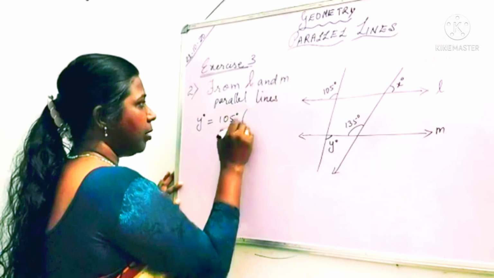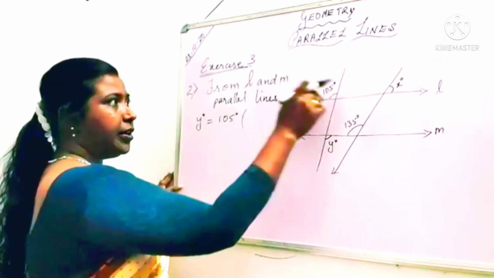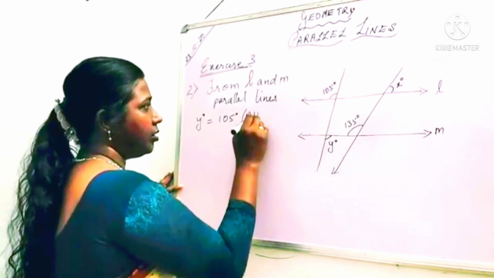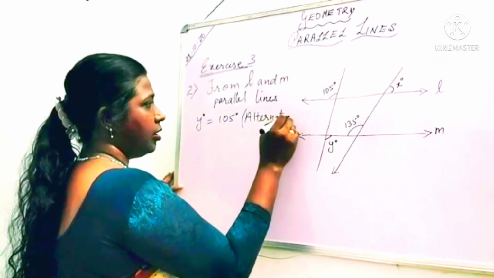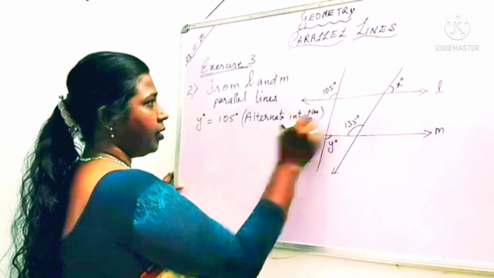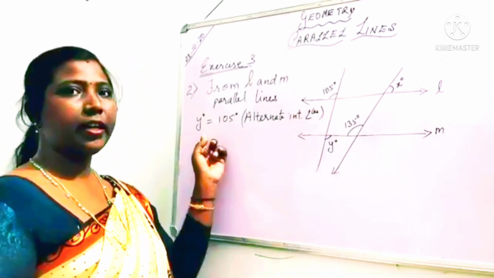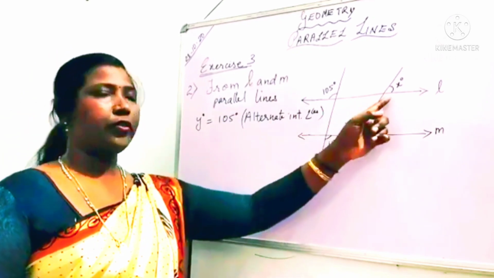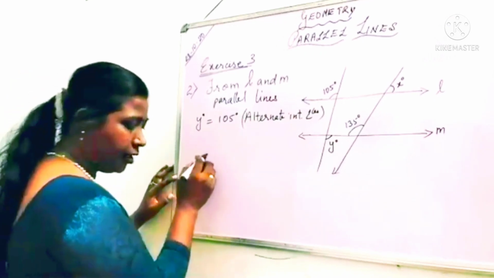How is it? Now see, this is the outer part, and it is opposite of this 105. So that is alternate interior angles. Okay students, so Y degree is equal to 105 degree. Now we have to find out X degree. For finding X degree, what can we write?